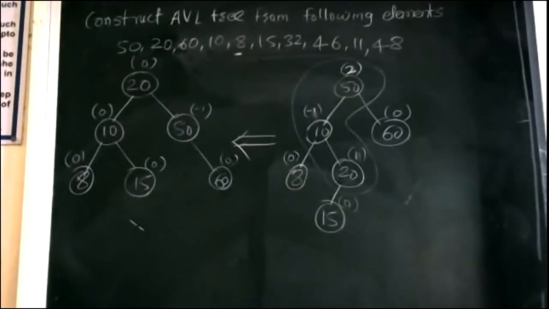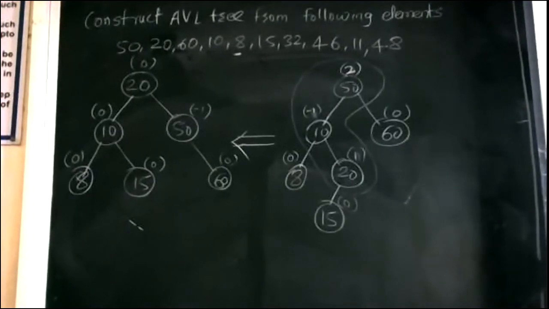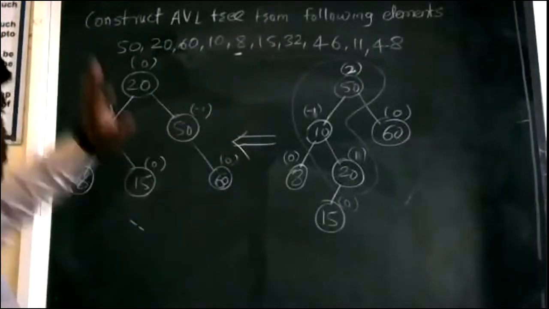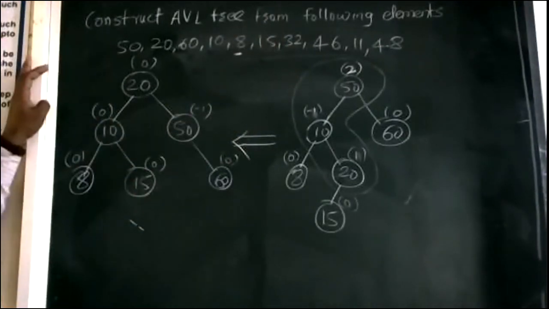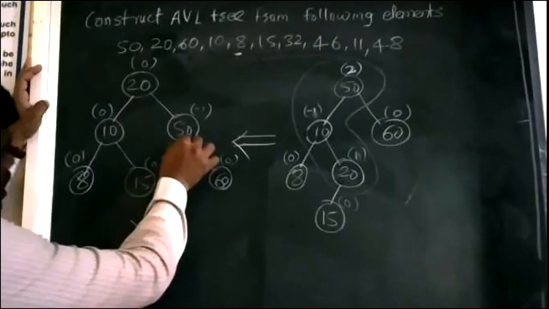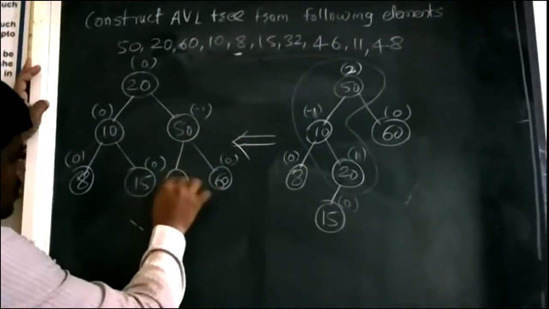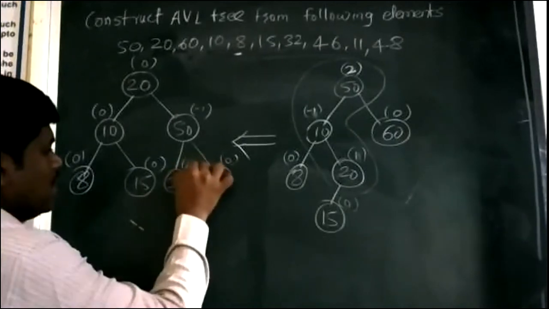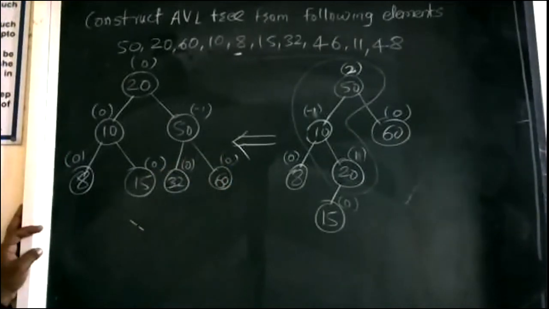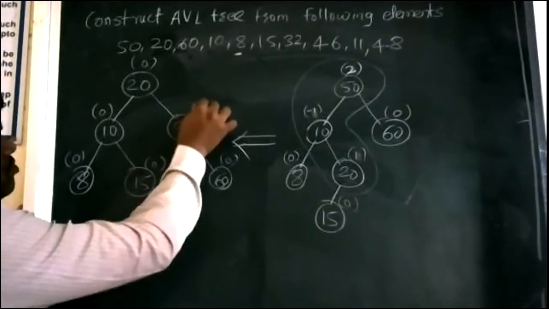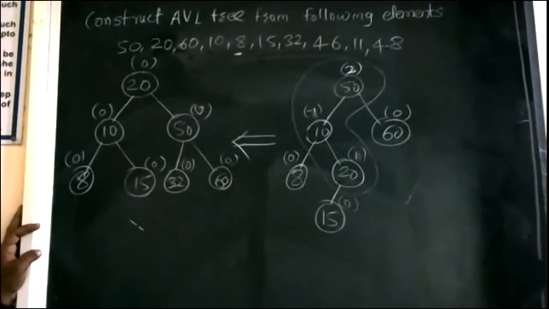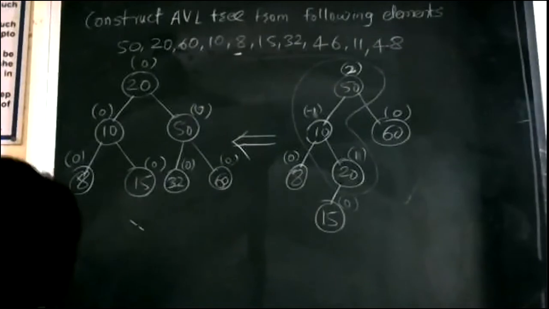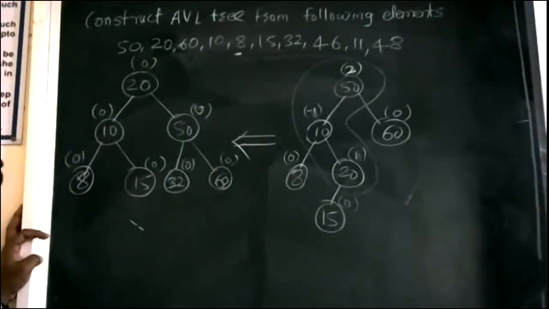Next, which element do you want to insert? 32. Where to insert 32? Left of 50. Okay, so what is the balance factor of 32? 0. Here it will become 0. Is any change required here? No, sir.